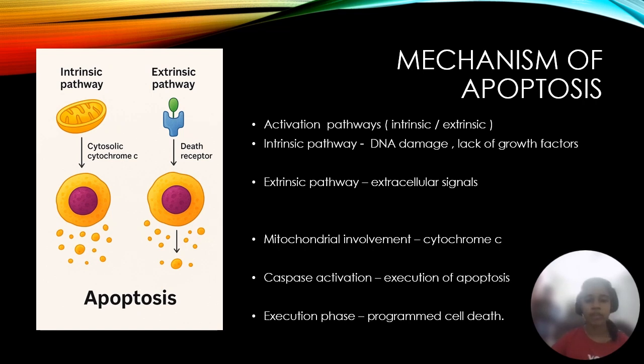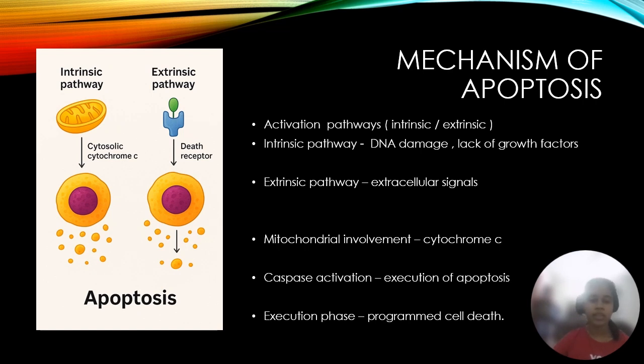One example is FADD. These adapter molecules will go and bind to caspase 8. Caspase 8 is the important initiator caspase for the extrinsic pathway, and it will go and activate other downstream effector caspases like caspase 3. Now this is one way.